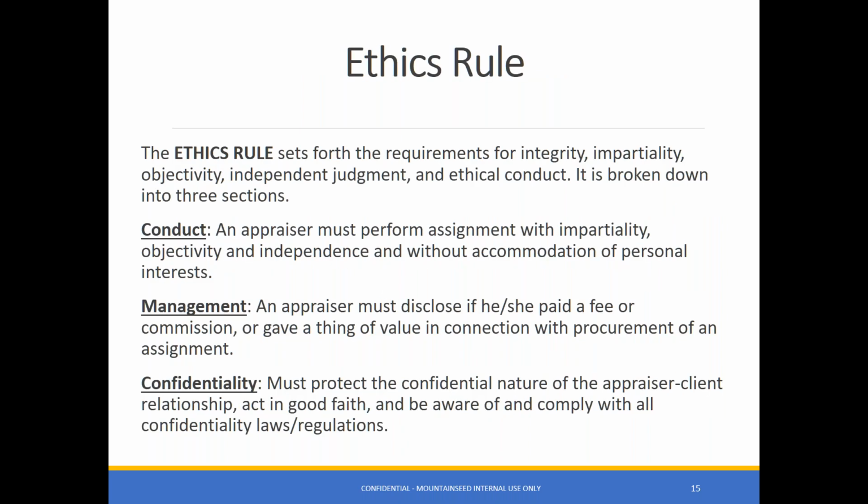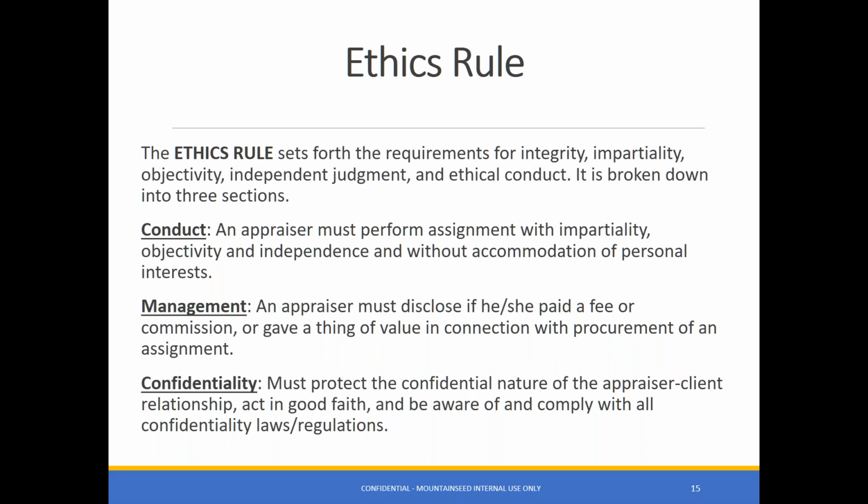So we'll start with the ethics rule. The ethics rule sets forth requirements for integrity, impartiality, objectivity, independent judgment, and ethical conduct. It's broken down into 3 sections. I'm going to pause there and remind you, if you remember back to that slide, what's the point of USPAP? Those 4 out of 5 things come up pretty quickly in the ethics rule when you get into USPAP.